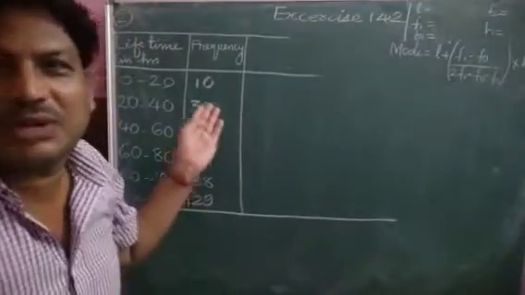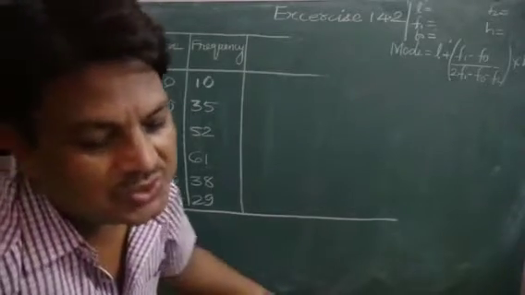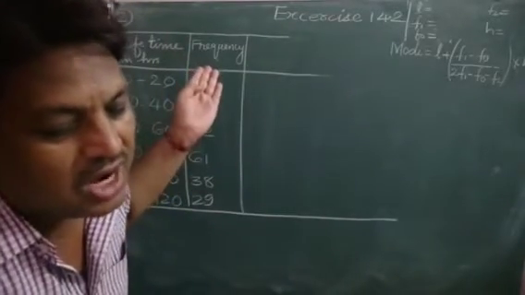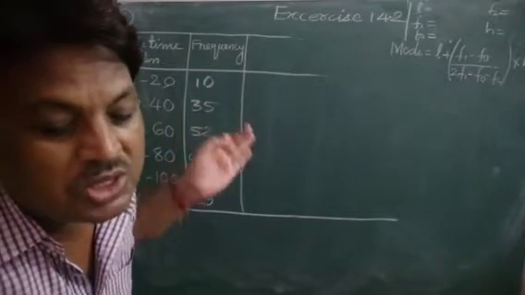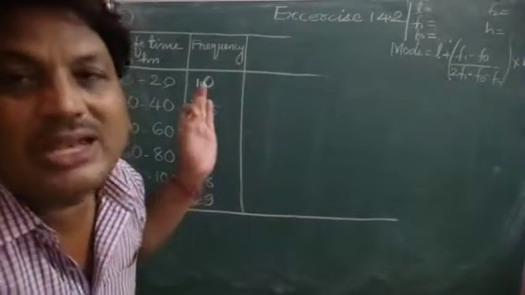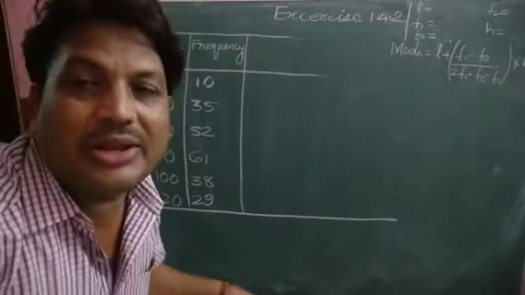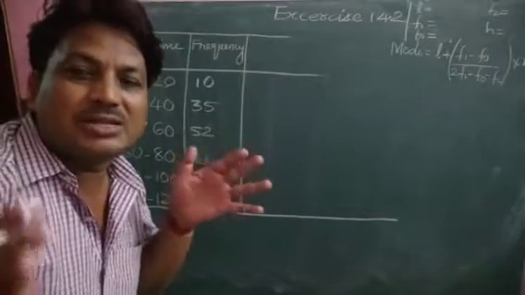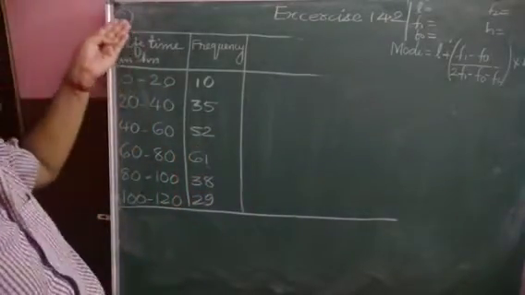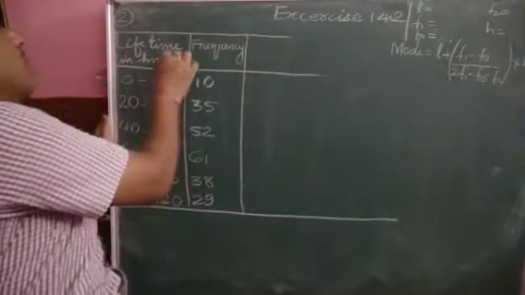This is question number 2 of exercise 14.2. What is this question, children? The following data gives the information on the observed lifetimes in hours of 228 electrical components. Some electrical components are there whose lifetime in hours is given.